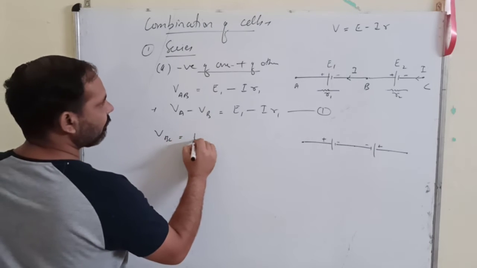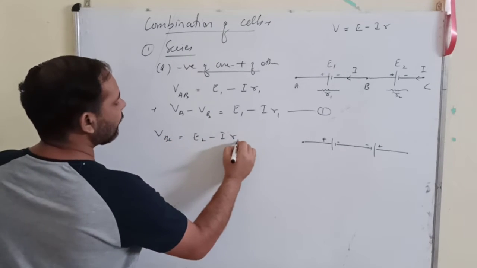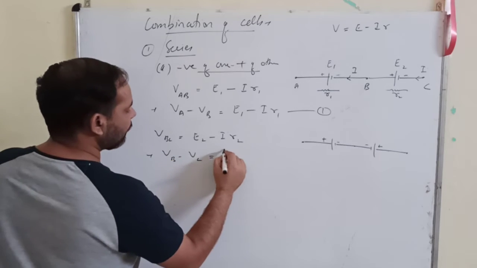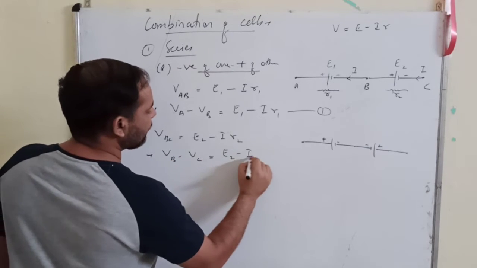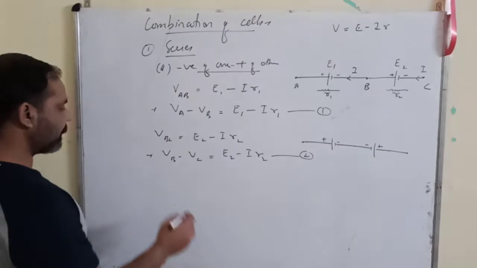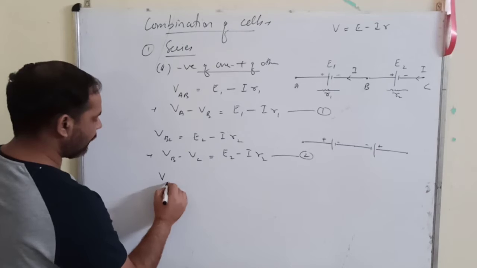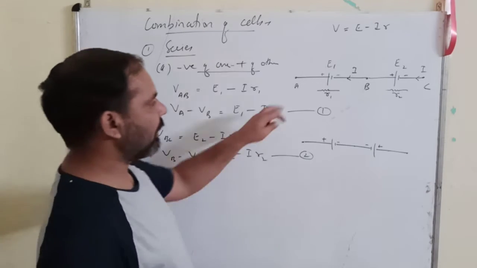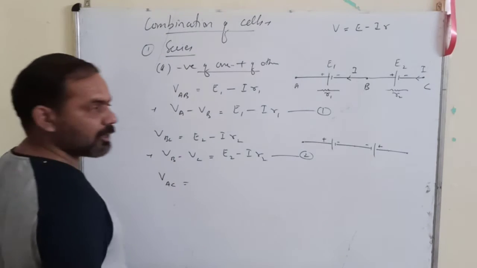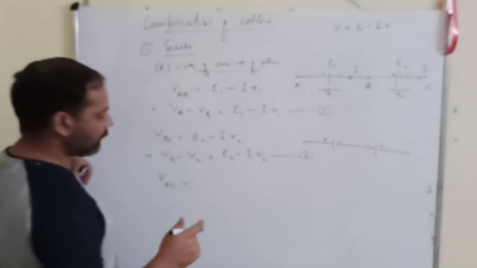VBC is equal to E2 minus IR2. That means VB minus VC is equal to E2 minus IR2. Take this as second. Now VAC is the potential difference across the combination. So this is our total potential difference across the combination of the two cells.